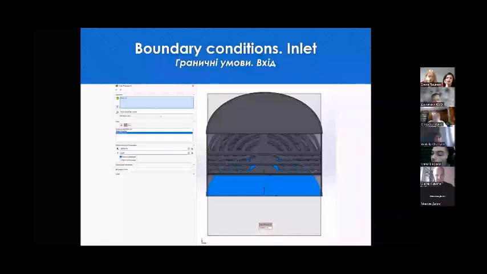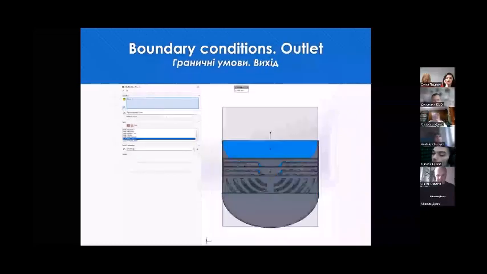I specified the inlet boundary conditions, which was the total pressure, at which I set the steam temperature of 434 Kelvin or 161 Celsius. For the boundary condition at the outlet, I set the mass flow to 0.1389 kg per second or 500 kg per hour.